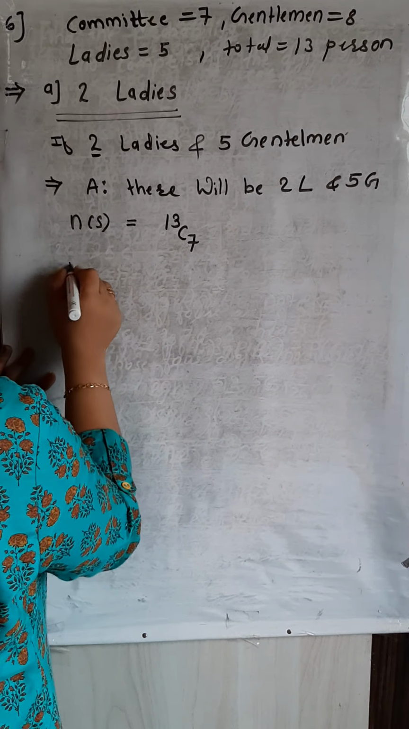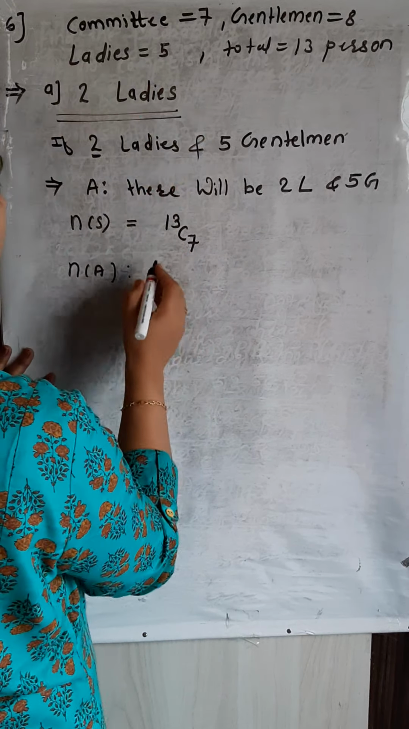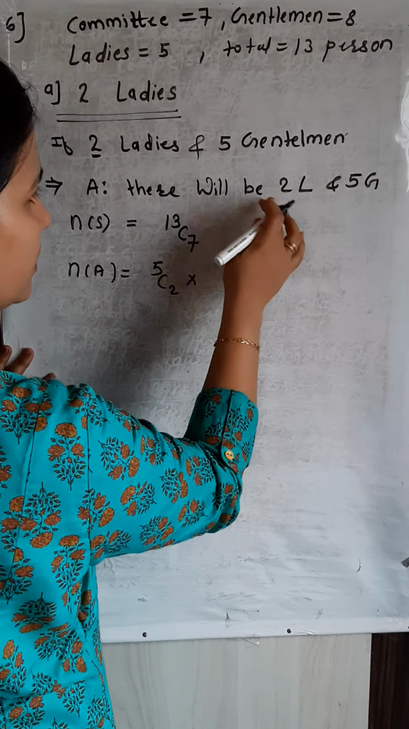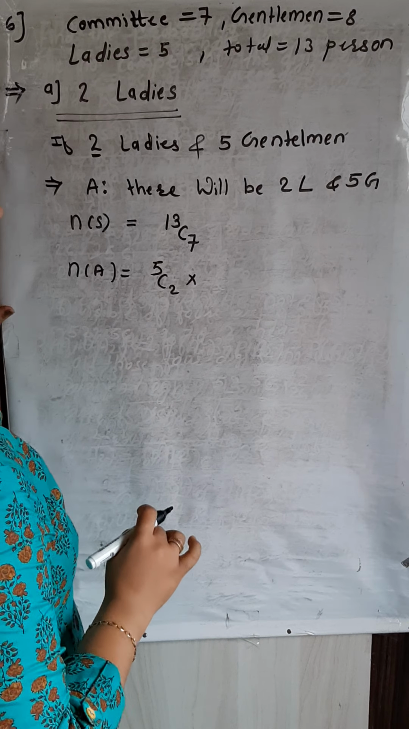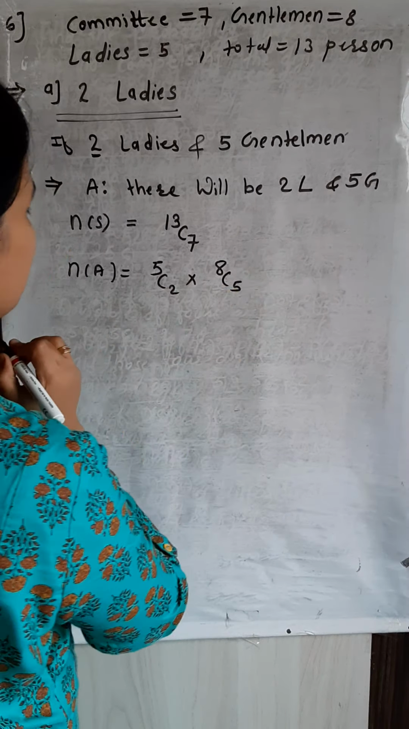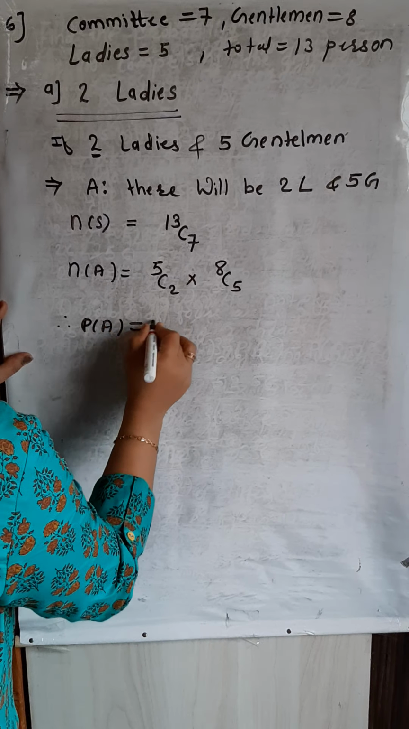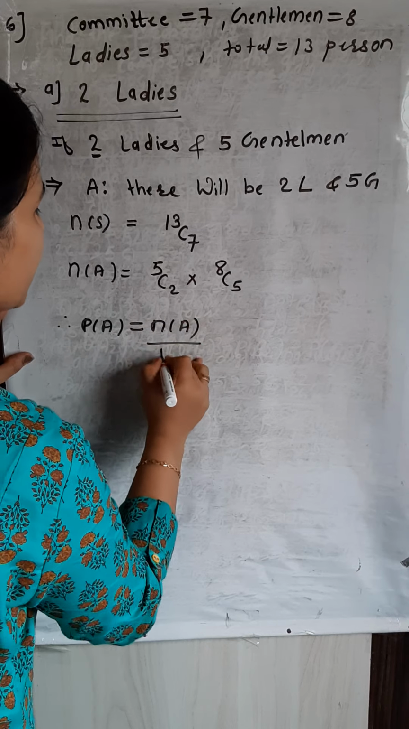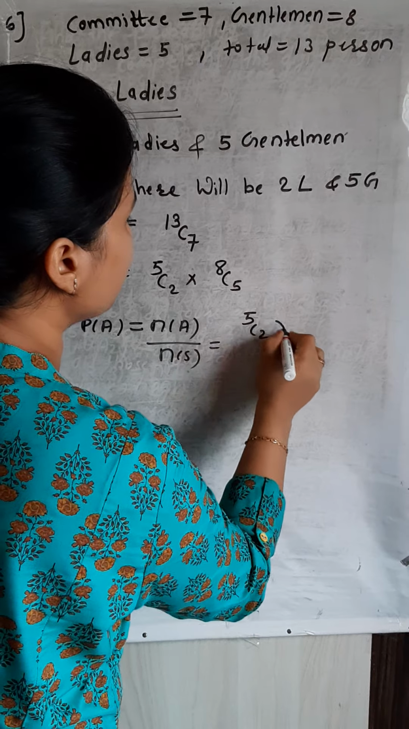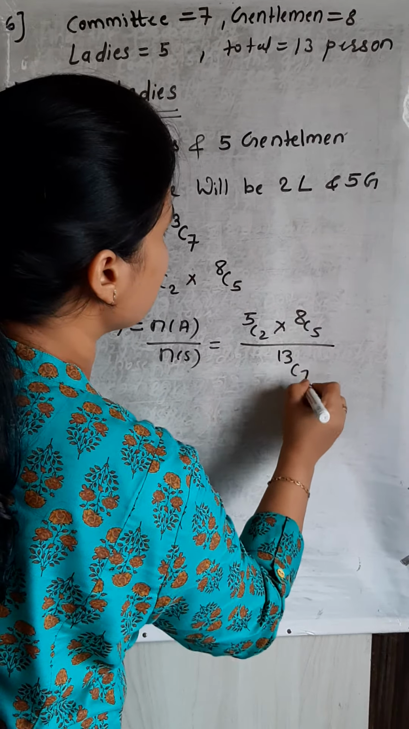Now what is n of A? In n of A we want 2 ladies. So we have 5 ladies. Out of 5 we will select 2, that is 5C2, into 5 gentlemen, and there are a total of 8 gentlemen. So out of 8 we will select 5. So this is n of A. Therefore the probability of A is what? n of A by n of S. So this is equal to 5C2 into 8C5 whole divided by 13C7.